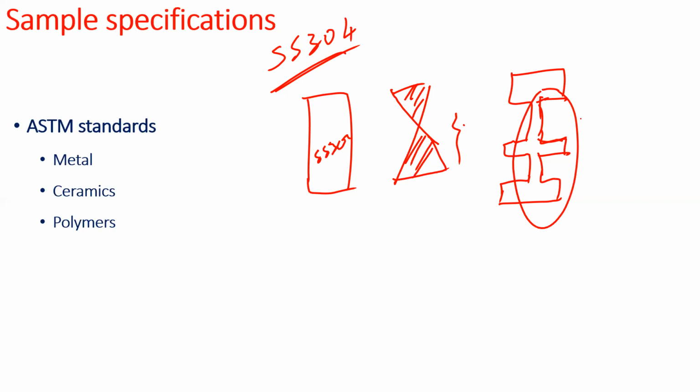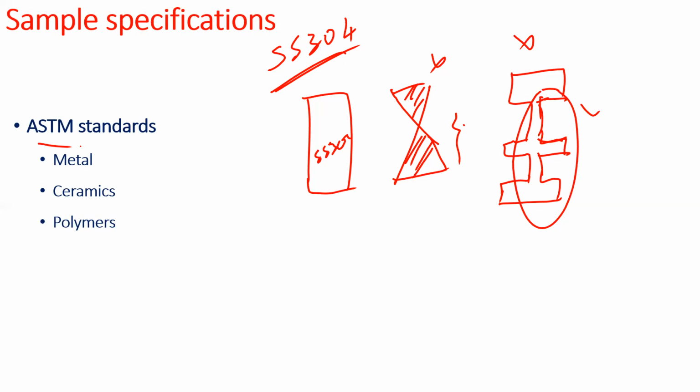So in order to avoid all these kinds of shapes, people have come up with standards. Every country has its own standards, but one that is universally accepted is the ASTM standard, American Society for Testing Materials. They have come up with standards for metals separately, ceramics separately, polymers separately.